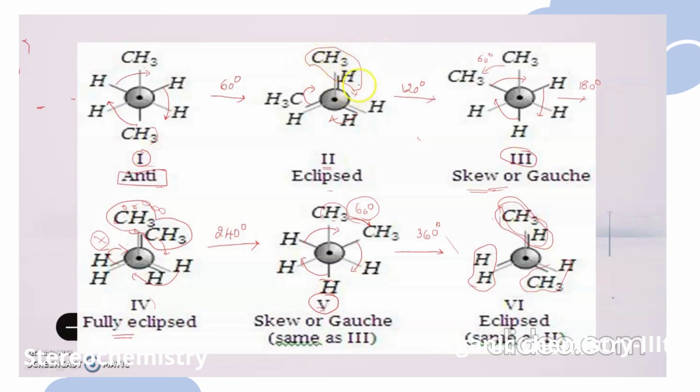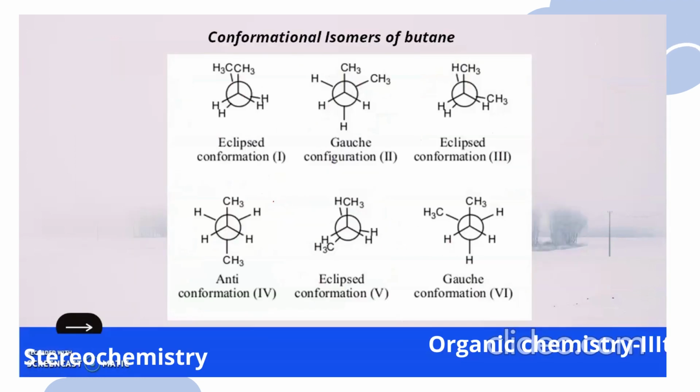Even though they have been subjected to eclipsing, the extent of electron crowding will be less when you compare the fully eclipsed to your partially eclipsed forms, which are observed in 2 and 4. So now we can say that out of all these, anti is the more stable structure, followed by skew, followed by your partially eclipsed structures, followed by your fully eclipsed structures. This is the order of stability of the conformational isomers of your butane.